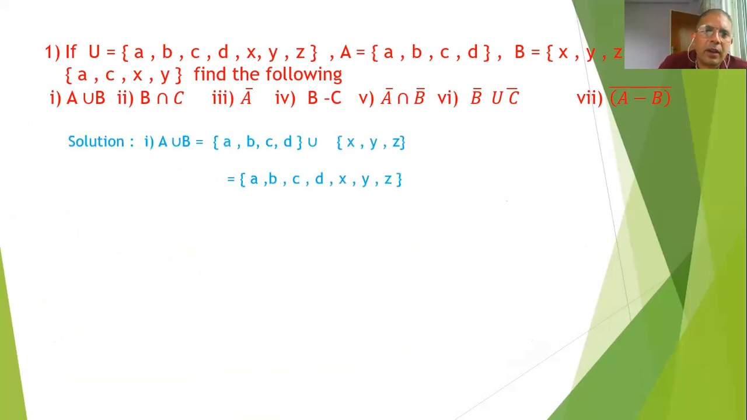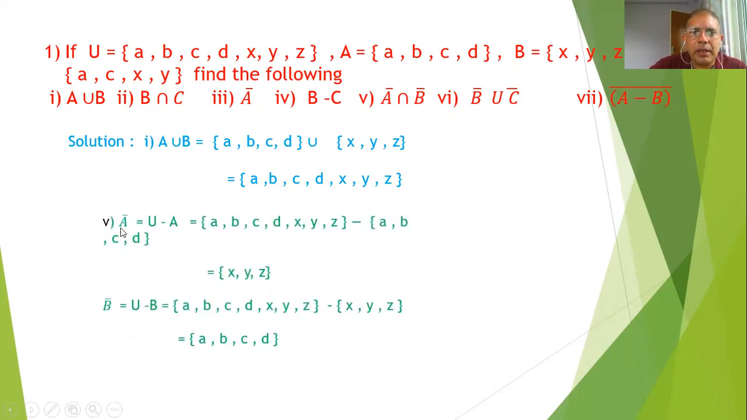Now the solution of the first. You should find A union B. You should take A and B this way and write down all elements but don't repeat. So A, B, C, D, X, Y, Z. It is simple. Then I want to do the next question. For this, A complement intersection B complement. First find A complement. A complement is U minus A.